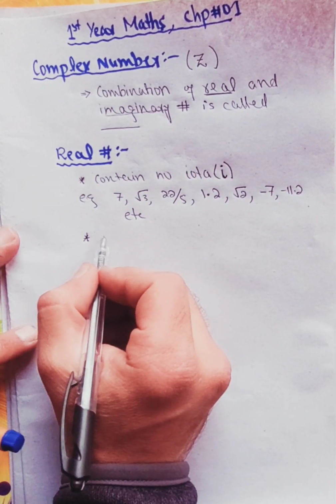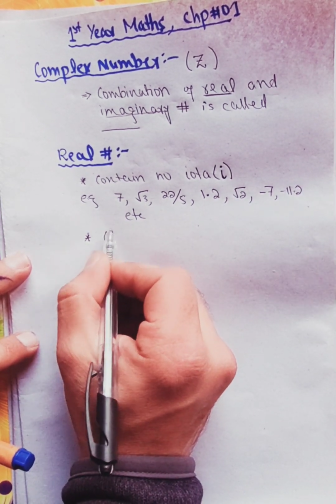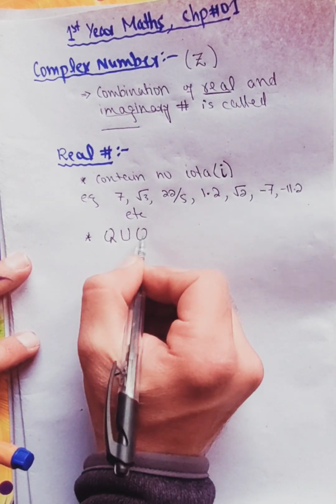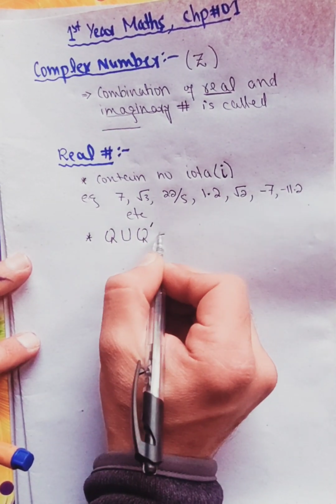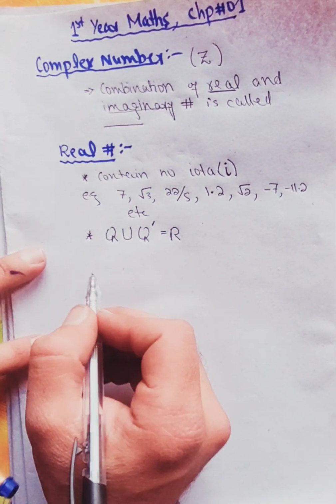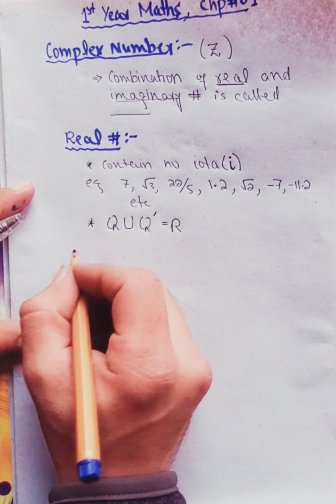Or we can also define it in this manner. The union of rational and irrational numbers is called real number. What is rational and irrational? Let us explain it as well so that you people better understand.